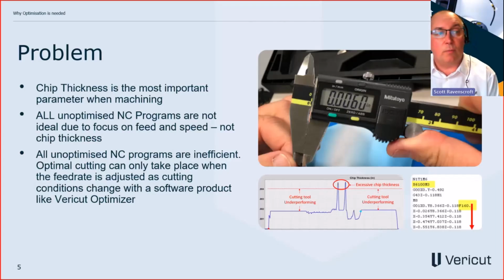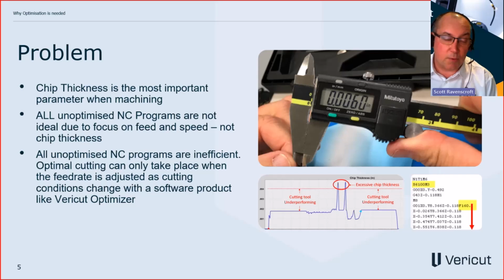So what's the problem we're trying to solve? If you talk to any cutting tool manufacturer, they will always talk to you generally about chip thickness and keeping the chip thickness consistent and constant throughout the machining process. So when we're looking at machining strategies and efficiency, keeping the chip thickness constant is by far the most important parameter that we look to achieve.